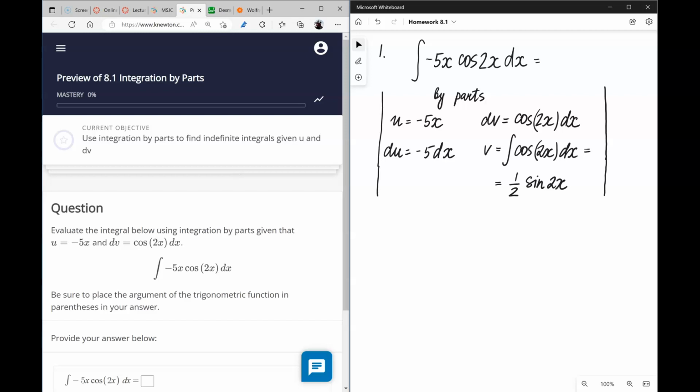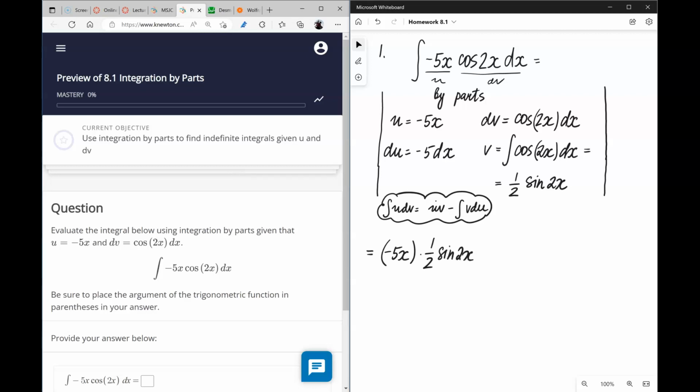And now that we've done all the preliminary work, we can put it all together using this formula. The integral of u dv is equal to uv minus integral of v du. And this is kind of what's in our mind as we're putting it all together. Here we have our u dv, and now what I'm about to write is uv. So here's my u, here's my v, and minus integral of v, which is 1/2 sine of 2x, du, which is negative 5, and dx is now part of this new integral.